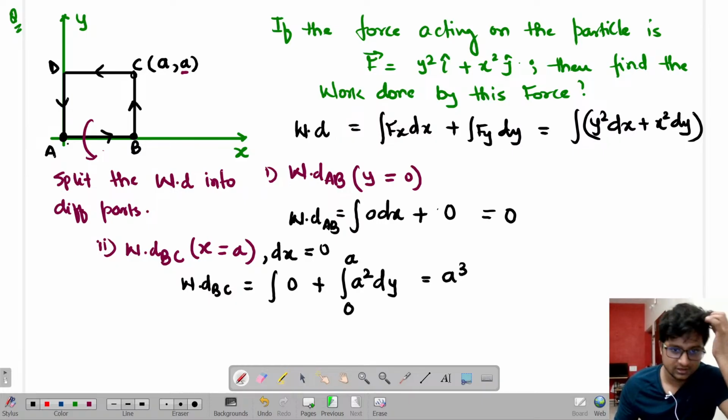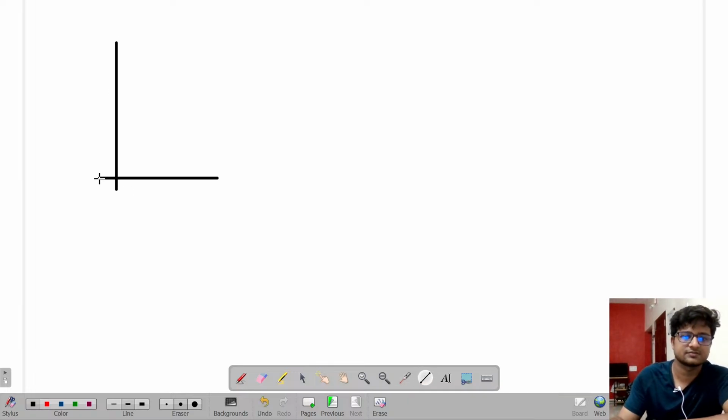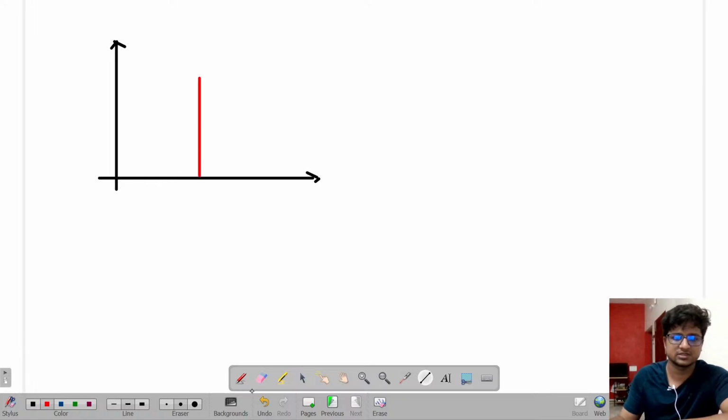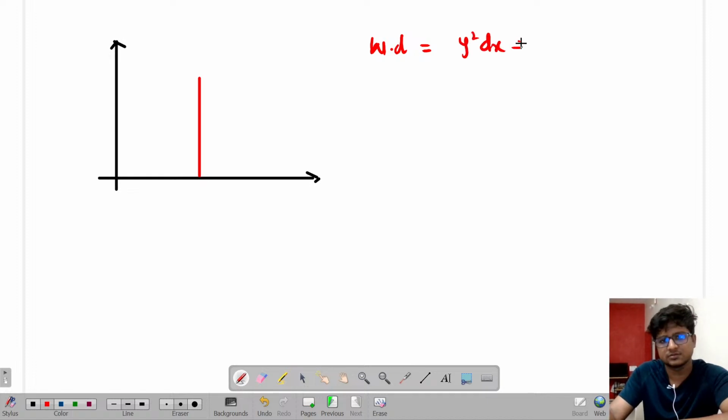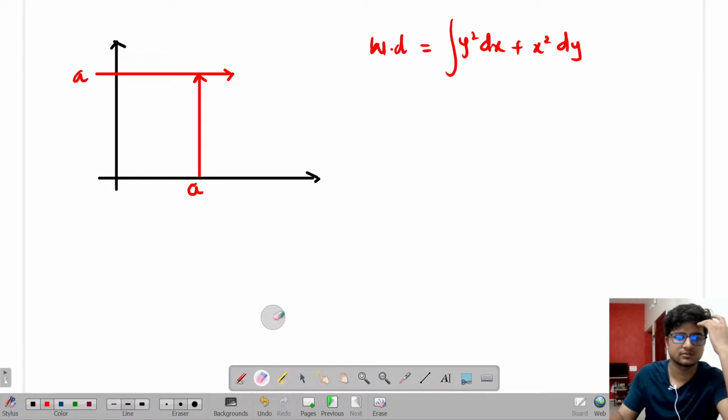Now you guys will say, sir, what are you doing, sir? Now you see this. This is why basic integrations are very, very important to understand. See, I wrote the work done equation as y square dx plus x square dy. Understand this particular thing, okay? And this is a length and I go till a also. Got it? One part you understand at least, okay? This is A, correct? Got it or not?